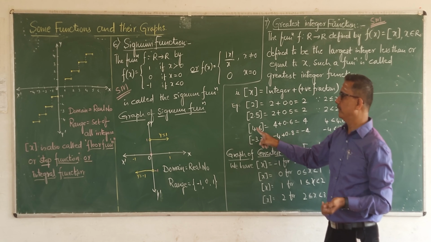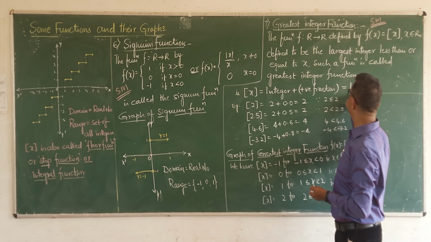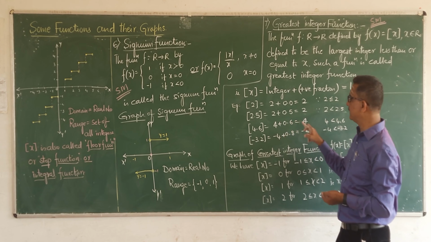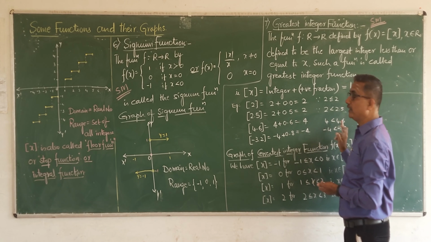Take another example. What is greatest integer function of 4.6? How to write 4.6? 4 plus 0.6 is equal to 4.6. Among those two, which one is the integer? 4 is the integer. So clearly 4 is less than 4.6.